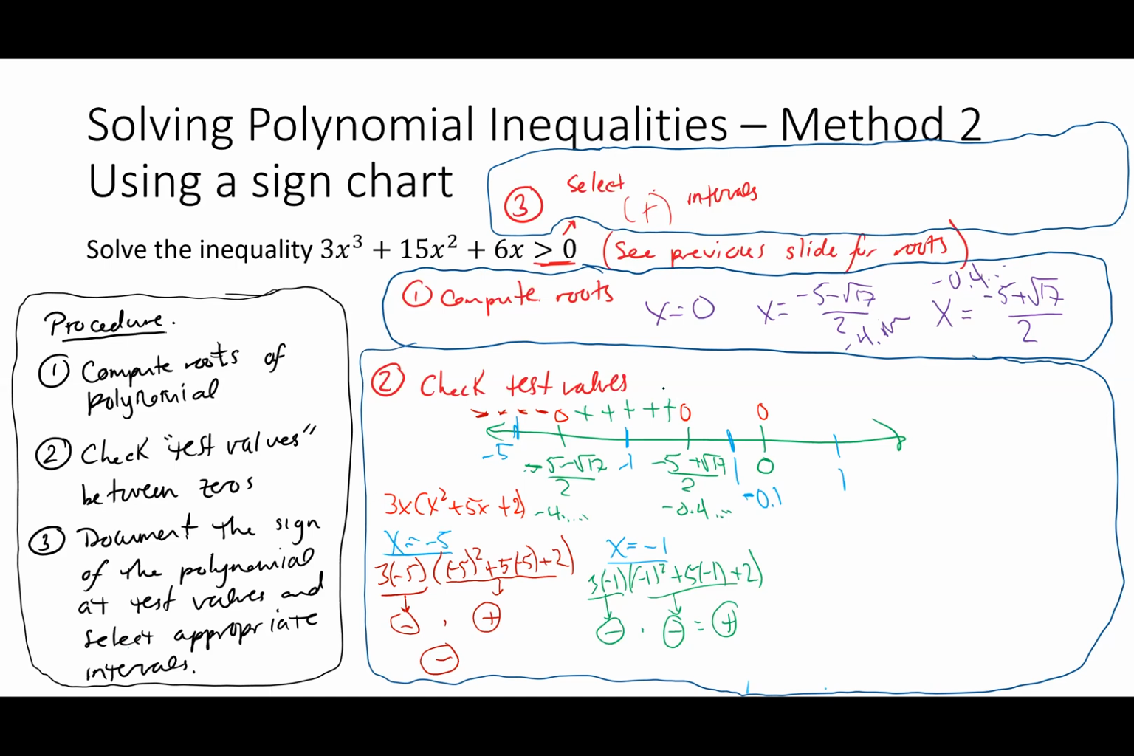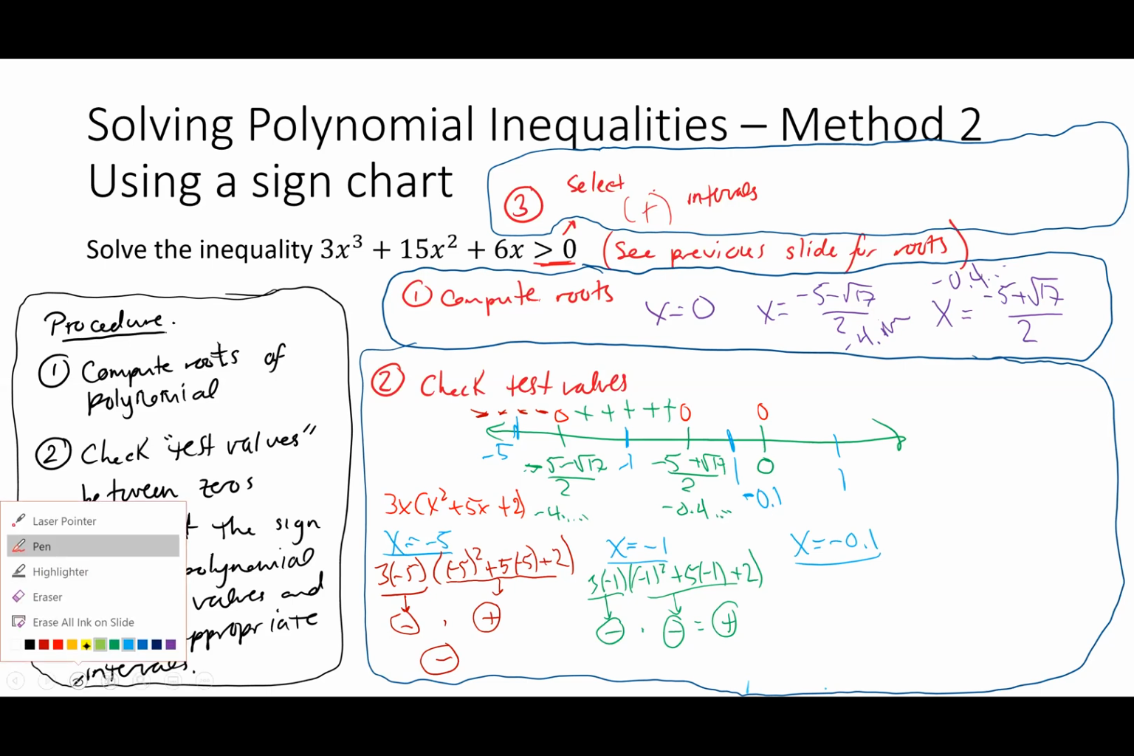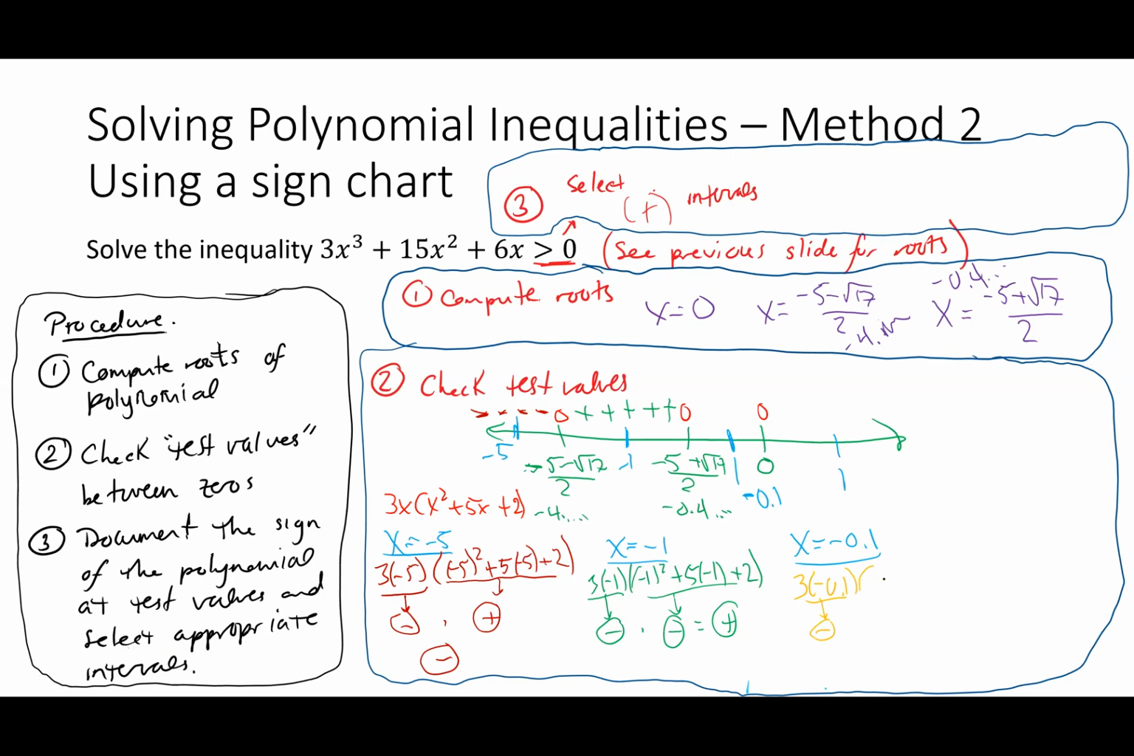Now, negative 0.1, you may need to sort of plug this in, but again, just a little bit of sign analysis, and you may be able to dodge that. So let's do this in orange. So 3 times negative 0.1. Well, we know that's going to be negative. And then negative 0.1 squared plus 5 times negative 0.1 plus 2. Well, this is going to end up being negative, but then plus 2. That's going to make it a positive. A negative times a positive is a negative.